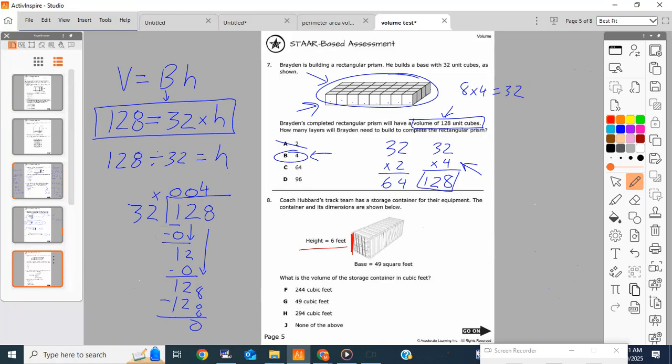And we have a base. Ooh, this B is a capital B, and you'll notice that it's 49 square feet. So this is the area, the whole thing on the bottom, not a length and a width. Those would be listed in feet. This is base, and it's listed as square feet, so we know that's an area. What's the volume of the storage container?